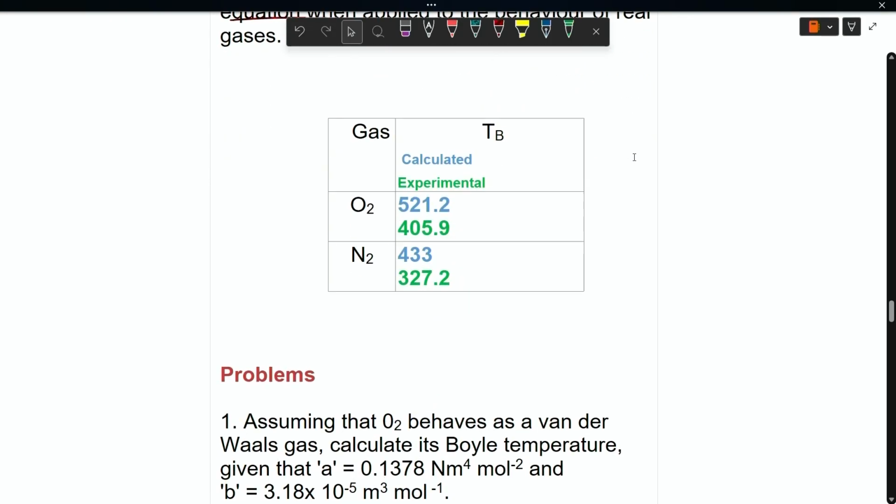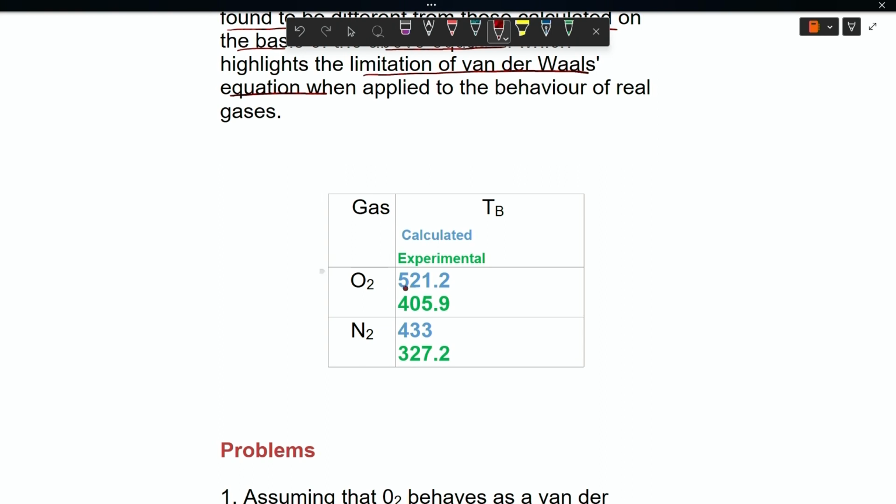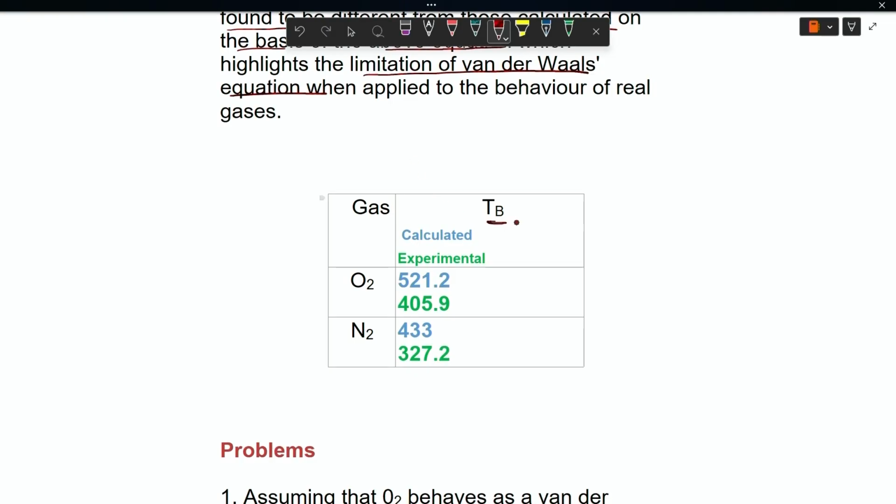Okay. Now, it has been found that the calculated values and the experimental values from this van der Waals equation, we have found the value for TB, that is the Boyle temperature. The calculated values are usually higher than the experimental values, or you can say that it is not in agreement, which shows that van der Waals equation of state is not a perfect solution to apply to real gases. There are deviations from van der Waals gas equation too.